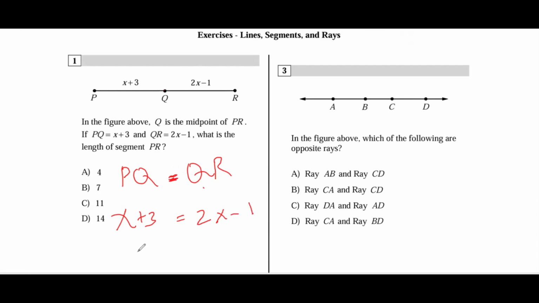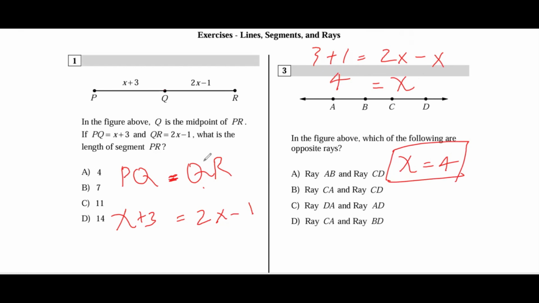Now combine the like terms. Nesma, combine the like terms. When we combine them, take the x values on one side and the constants on the other side. So 3 plus 1 is equal to 2x minus x. So x is equal to 4. But this is not the final answer, because we need the length of PR.